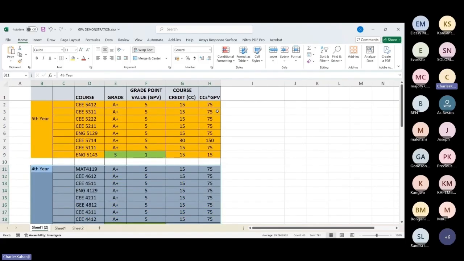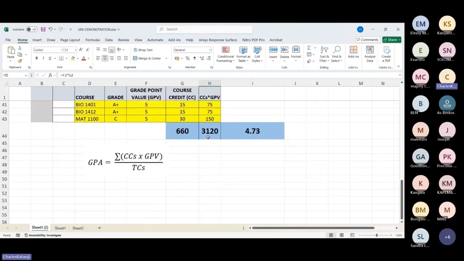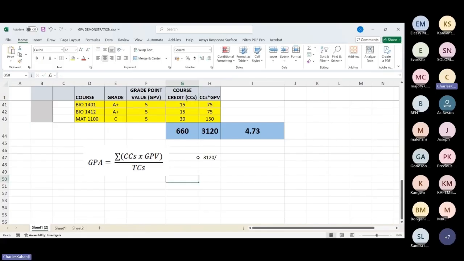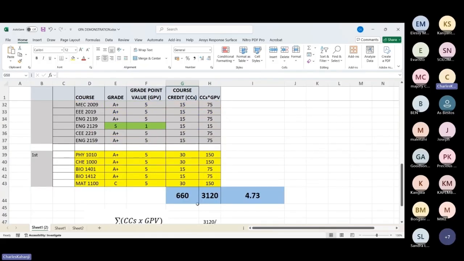So what you are going to do is sum up this column here, column H. So you sum them up, and it's going to give you the CCs multiplied by GPV. When you sum them up, it gives you a total of 3120. Then your course credits, which is the CCs, is going to be 660. So this is an ideal A plus student. Okay, so this is what's going to happen.